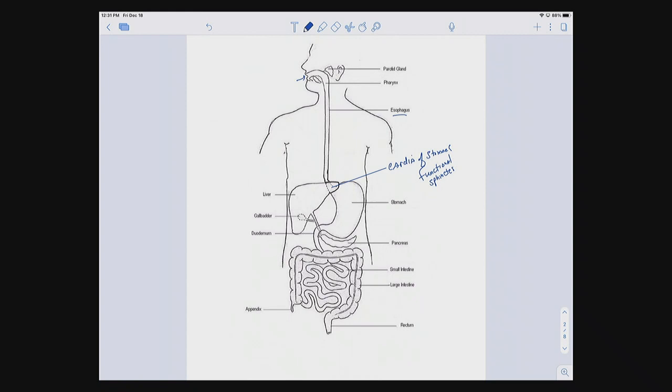I'll go to a different color here. This region here, we're going to call the fundus of the stomach. It's the top region. And then down below, at the other end, I'm just going to go right there, that's going to be my pyloric valve.